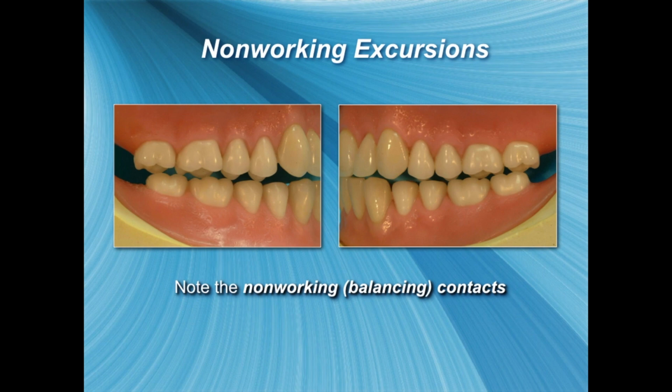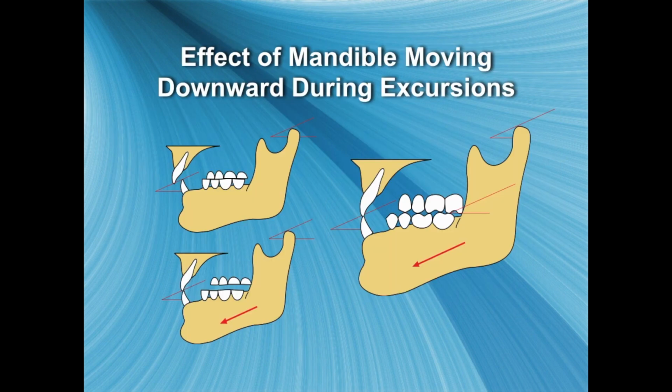For a balanced lingualized articulation, such as we desire to establish at Dalhousie, you should see non-working contacts in excursions. Again, these should be the maxillary lingual cusp against the mandibular buccal cusps. To keep posterior teeth in contact in excursions is more difficult than it might first appear. To understand this, let's take a look at what happens during downward movement of the mandible during excursions.